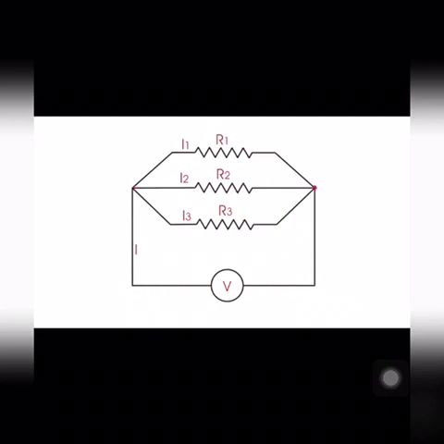I hope this topic, combination of resistances in series as well as in parallel, is clear to you all. Tomorrow we are going to start a new topic of this chapter, and meanwhile you can study this topic from your book. These derivations in series and parallel connection are important, so practice them.